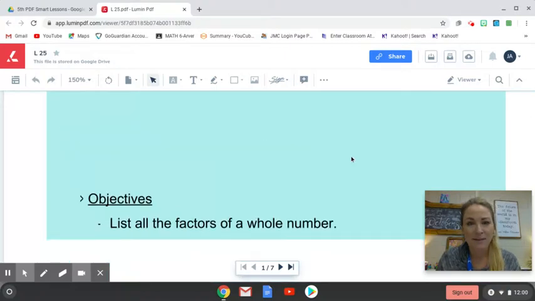Just one objective for today, it's just to list the factors of a whole number. So really right now, we're just looking at one number at a time. What are the factors of that one number?